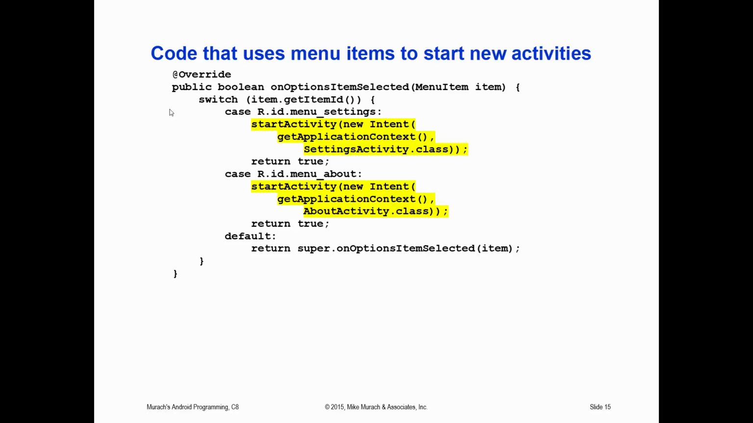Code that uses menu items to start new activities. Again, to start the new activity, you create the intent object and pass that object to the startActivity method, I should say. So when an app contains more than one activity or screen, you often use menus to navigate between them. Also make sure that this is a two-way operation.